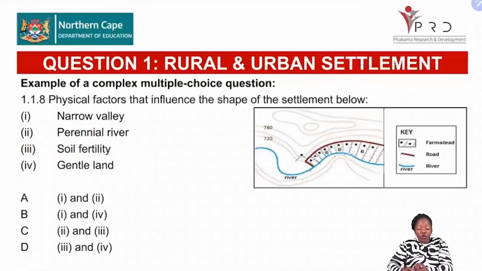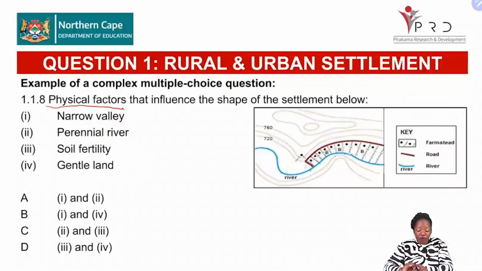Then, our question 1.1.8. This question is a 2-in-1 question. You need to make a combination first, and then you can choose from A, B, C, and D. So what is the question asking? The physical factor, again, it's another factor. To be specific, they are asking for the physical factor. So the physical factors that influence the shape of the settlement. As you can see, the shape of a settlement is linear. So now, what are the 2 physical factors that have influenced this type of shape?